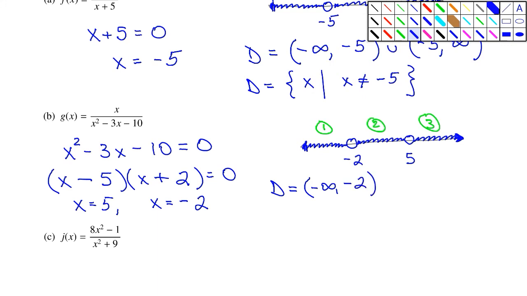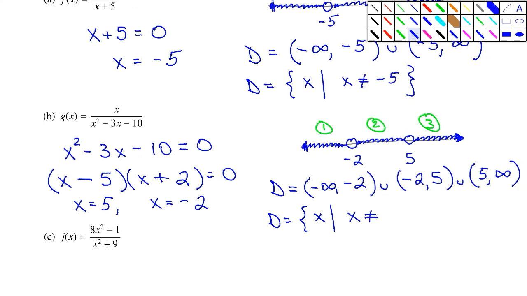Then union, we jump over negative 2 and go negative 2 to 5. That's the second interval. Union, the last interval, goes from 5 to infinity. In set builder notation, this would be the set of x's such that x is not equal to 5 or negative 2.